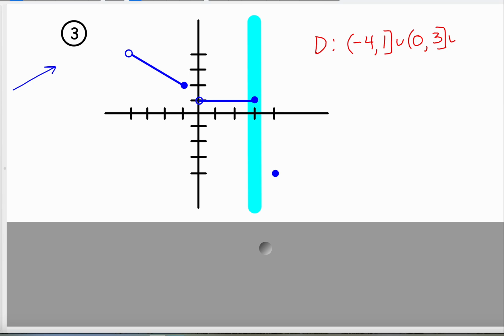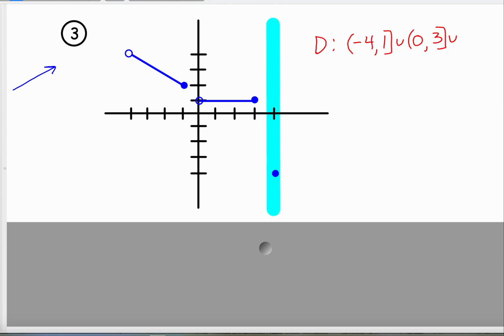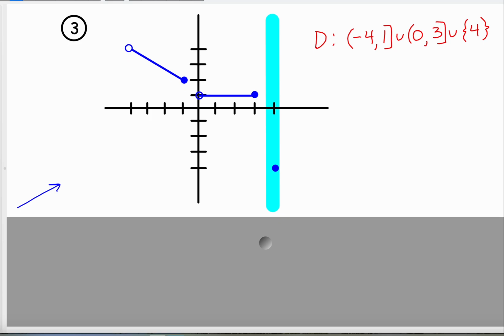And then, union with, it's going to beep one more time, but not for an interval of values, just for one specific value. And that's at x equals 4. So I'm going to have to use set notation here, and use the set symbol, and just the single number 4. And so there you go. There's your domain for that. All right, let's look at one more example.